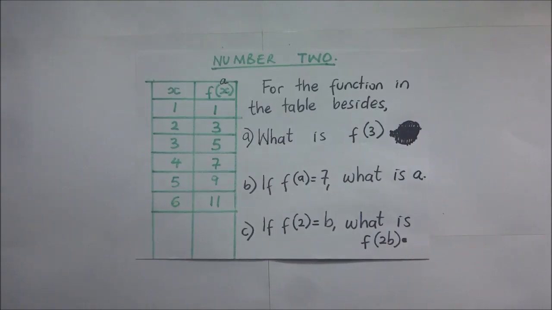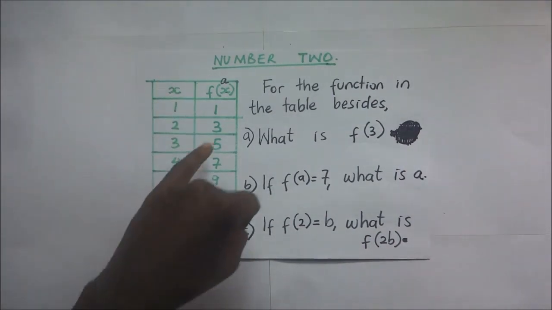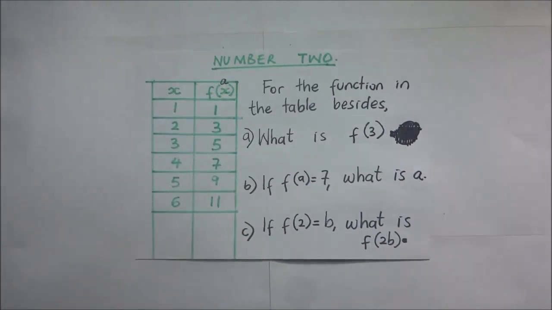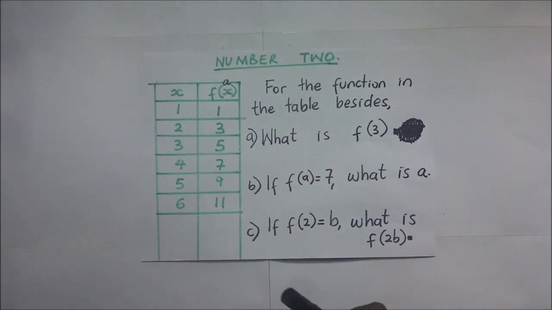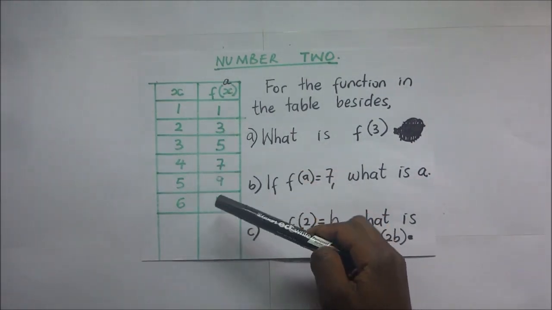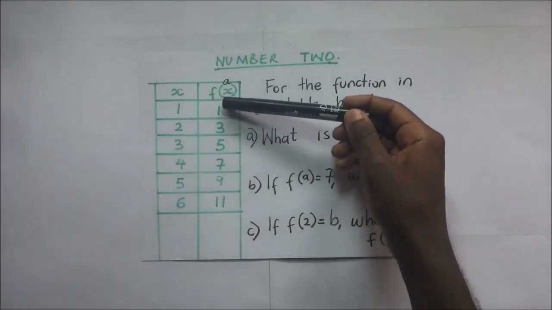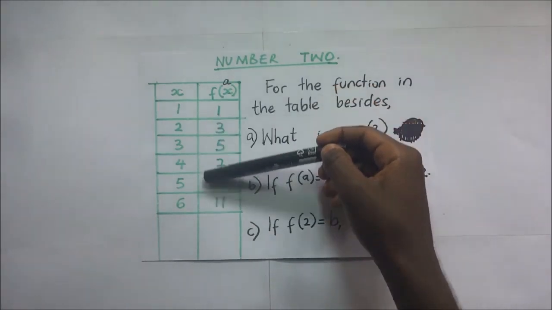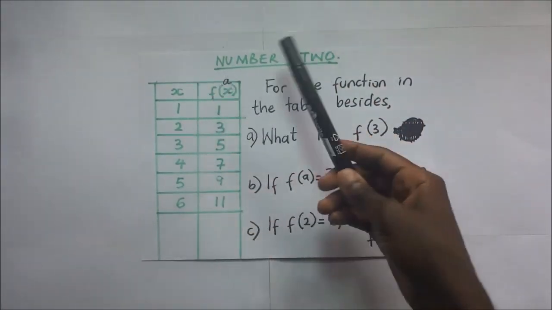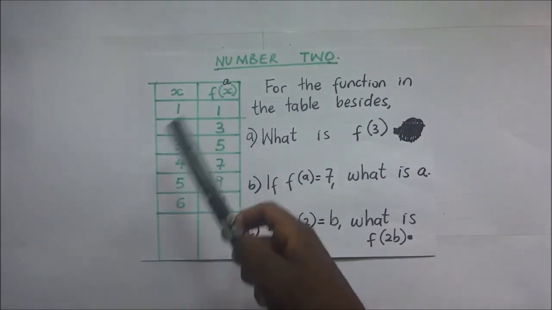Now in our number 2, we have a table that is giving us values of x and then the values of f of x. The values of f of x in this case are 1, 3, 5, 7, 9 and 11. It means that when we plug in these values of x in this function, we are able to get these as our answers. These are the values of f of x, or if I may say, if this is the value of x, this is the corresponding value of y.